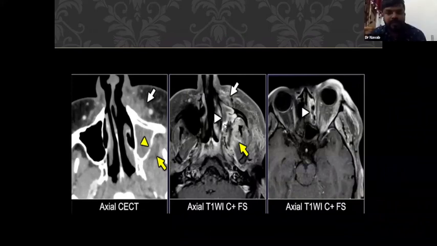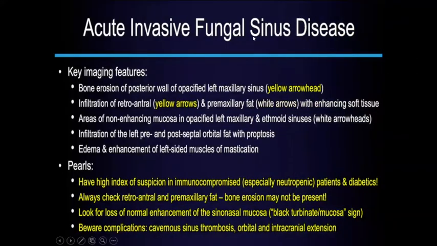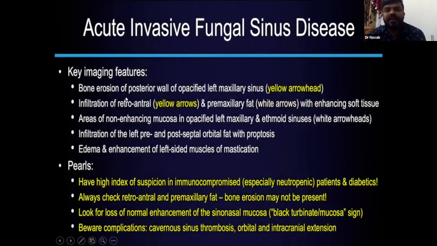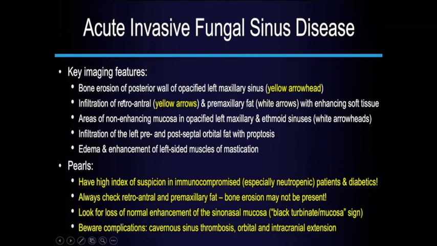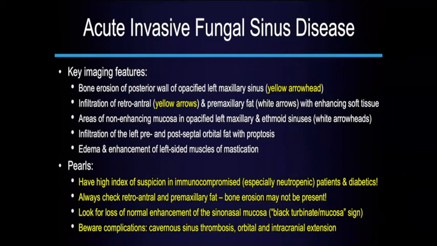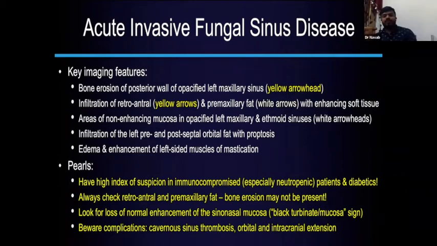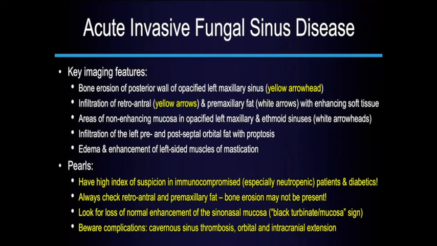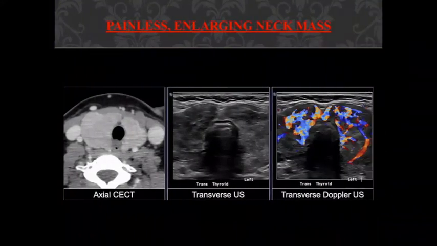Okay, sir. So it's acute fungal sinusitis. We can see the posterior erosion and the infiltration in the retroantral premaxillary area. And I already mentioned the non-enhancing mucosa, that's called the black turbinate sign. Look for loss of normal enhancement of the sinonasal mucosa. What are the complications? It can have intraorbital or intracranial extension leading to cavernous sinus thrombosis. Okay, very good. This is what you are saying.